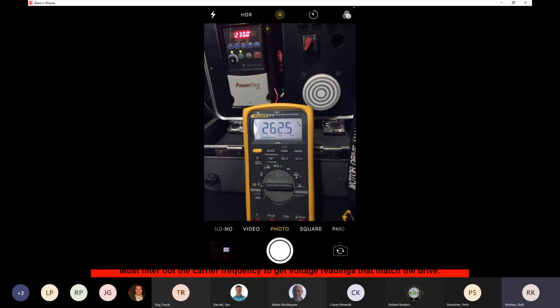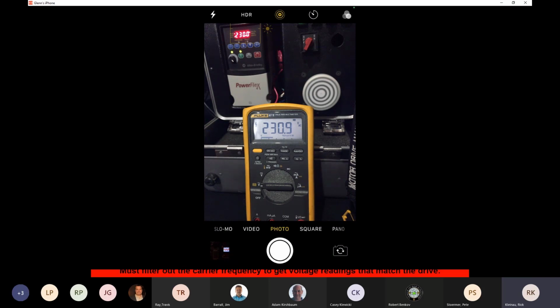But when I ask customers, what do you want to believe? Everybody wants the drive to be right. Okay? Well, if you have a Fluke 87, you may not have noticed the little yellow second function beside the volts, next to the volts AC selection. If I push the yellow button, it'll add a low pass filter in line with the measurement, and now the meter matches the drive.